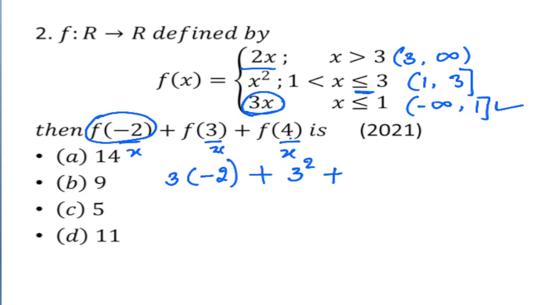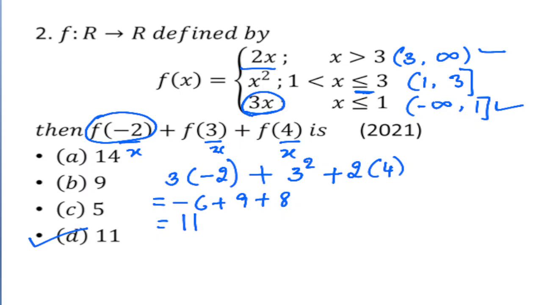plus f of 4. 4 belongs to this interval 3 to infinity. So for that the function is 2x. So we will take 2 into 4. Now a very simple calculation, friends: minus 6 plus 9 plus 8. 9 plus 8 is 17. 17 minus 6 is 11. So our answer is option D for this question.